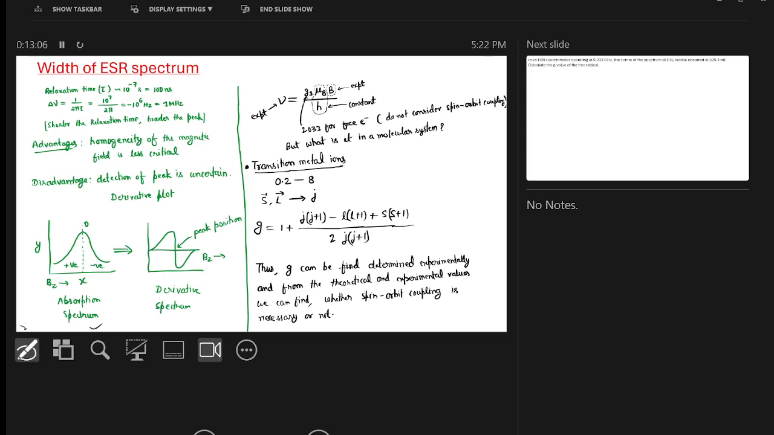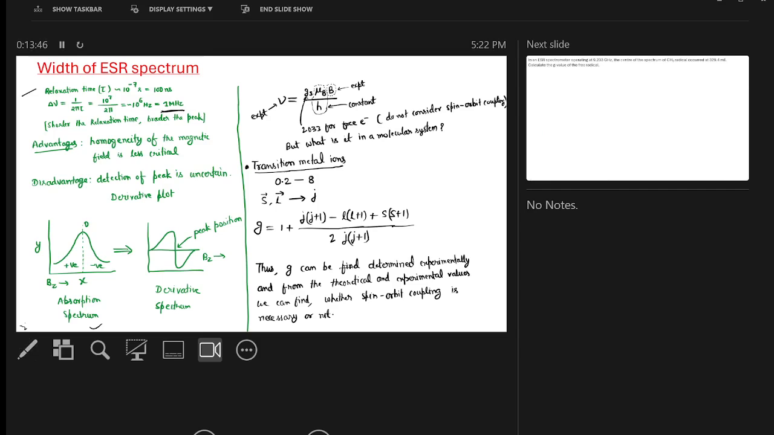In the NMR discussion, we saw that the broadness or width of the spectrum depends on the relaxation time. The lower the relaxation time, the higher the width of the peak. If you remember, the relaxation time for ESR is lower than for NMR. So if you calculate this delta nu, it is higher than for NMR.